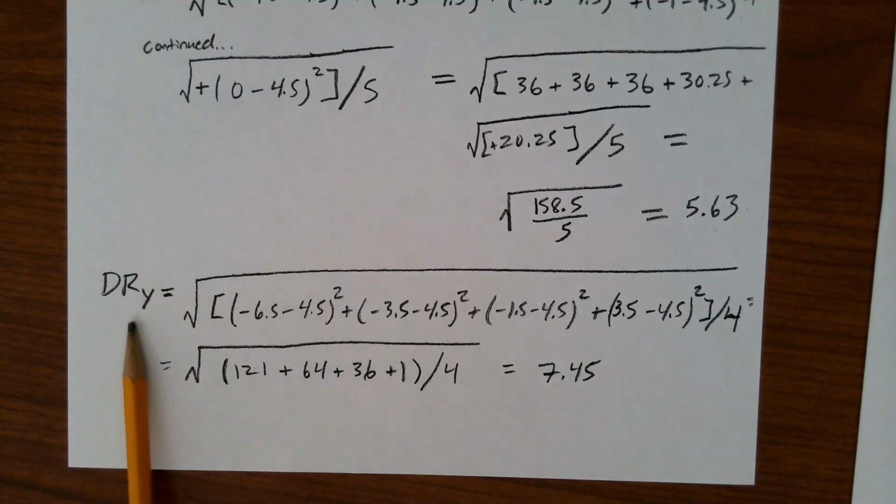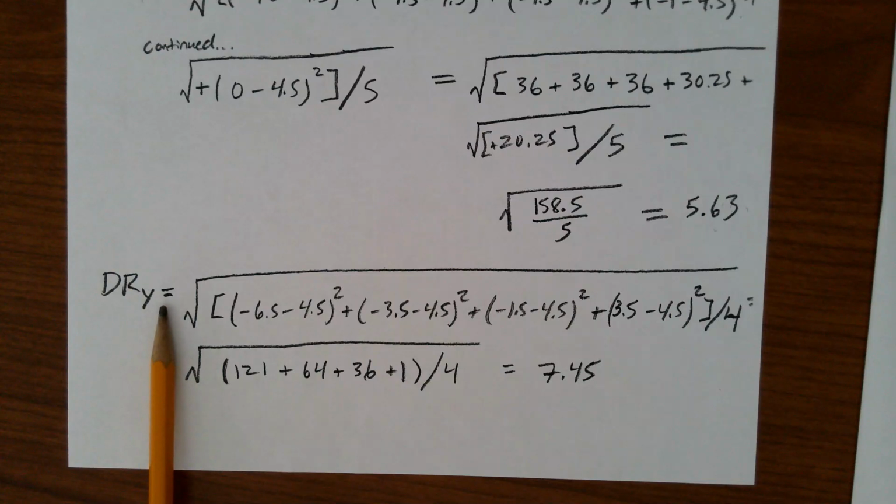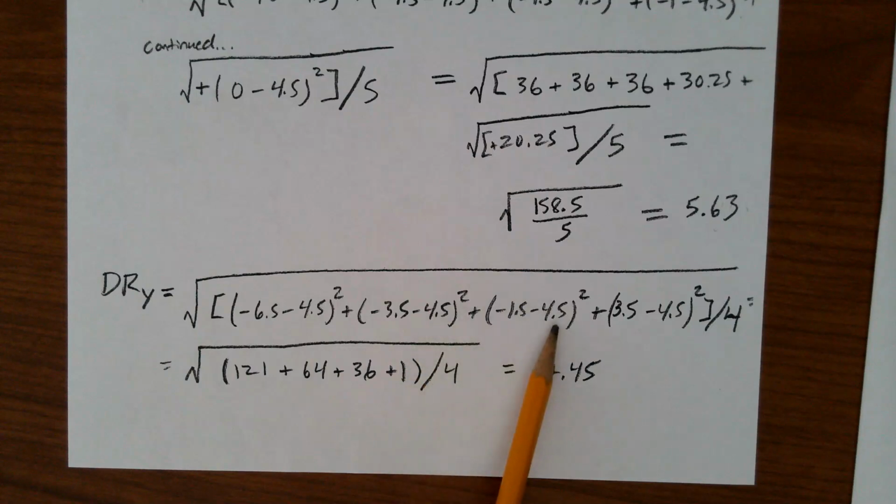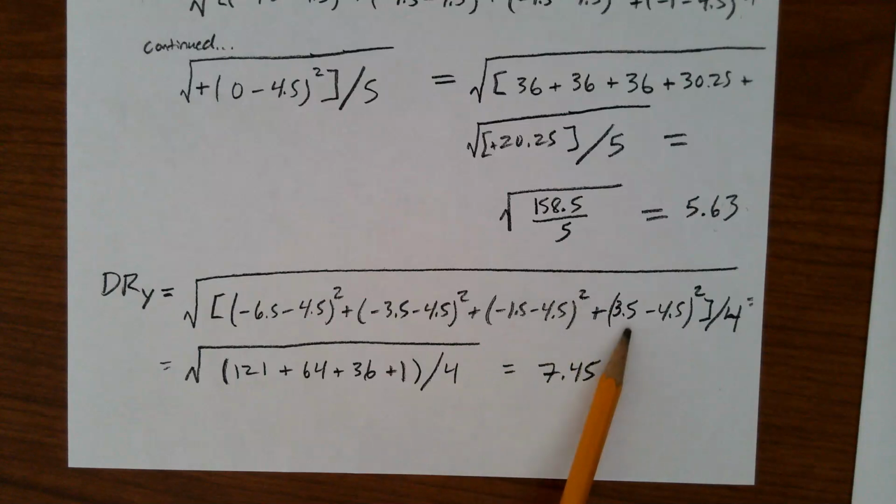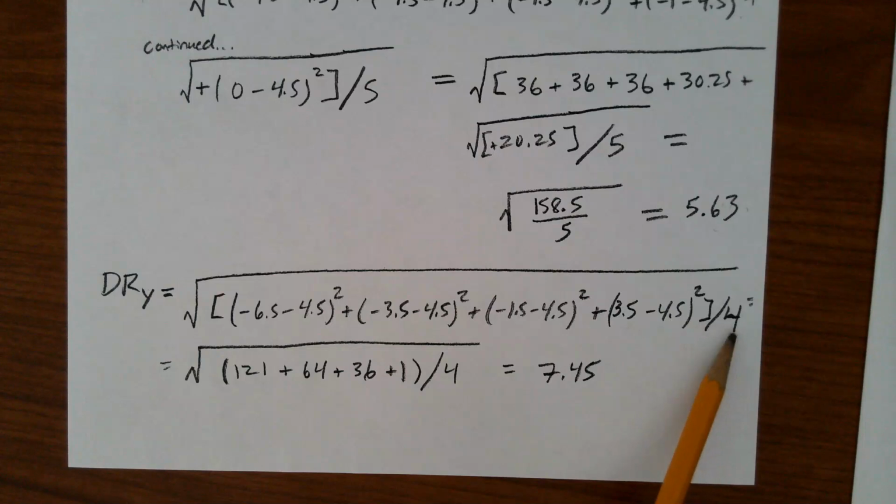You do the exact same thing for fund manager Y, only include the returns to that portfolio that are below its average return of 4.5. A loss of 6.5% is included, so is a loss of 3.5, a loss of 1.5, a gain of 3.5%. Those are all below the average return of 4.5%. Divide by 4 here because there are only 4 of the 10 years for fund Y that get included in the downside risk computation. 7.45 is the DR measure for fund manager Y.